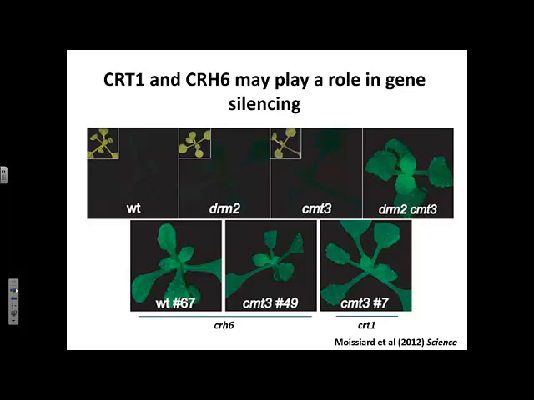And last year, Steve Jacobsen at UCLA published a Science paper, and what his group has done here is they screened for mutants that restored GFP silencing, and they found two mutants, CRH6 and CRT1. That was very confusing at the beginning. Wow, that one has a gene silencing function too, but how?